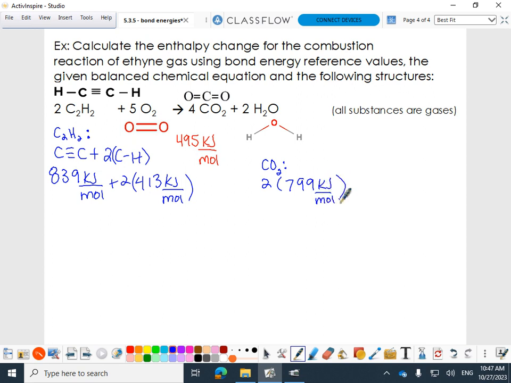And same thing with water. There are 2 OHs. And again, if you write HO, that doesn't matter. Sorry, I didn't write that out. OH is 467.